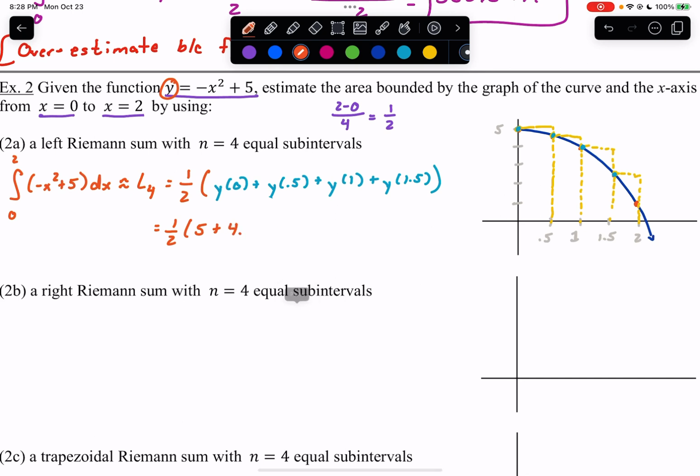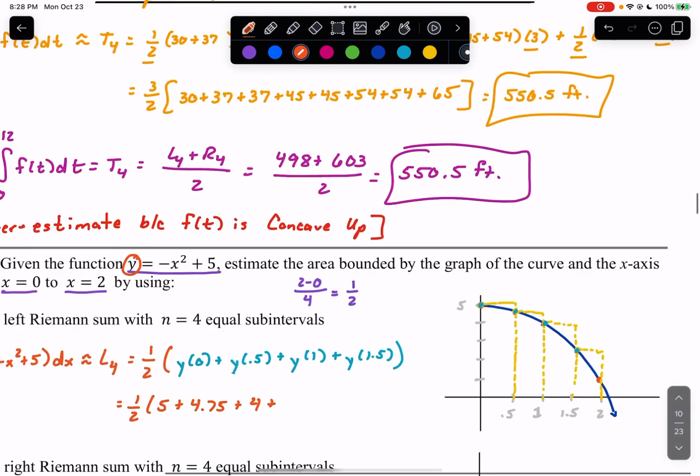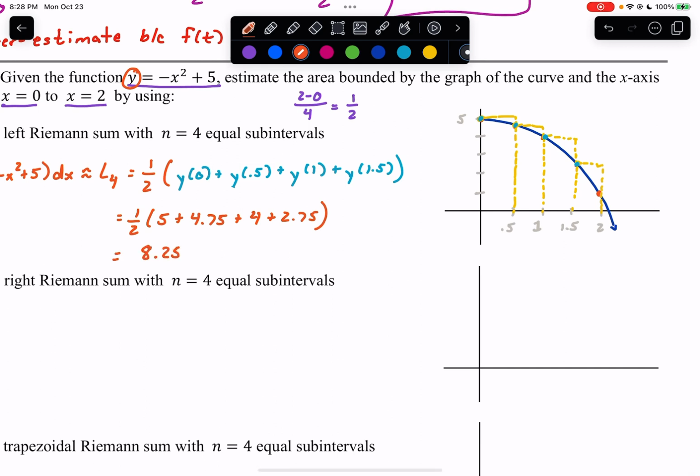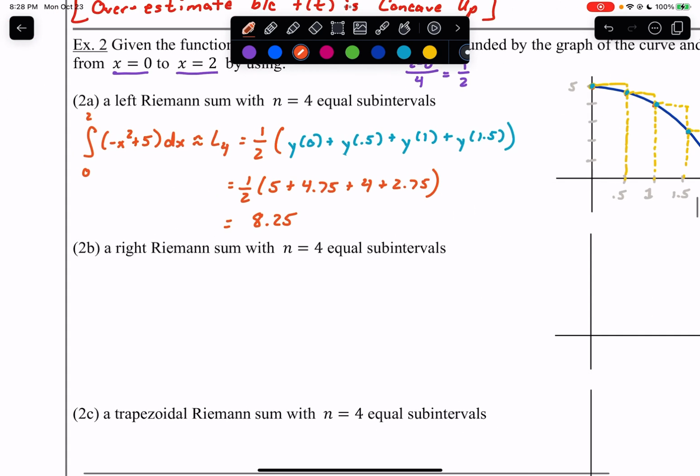So this is going to be 4.75. Y of 1 is pretty easy to get. You get 4. And then again with 1.5 might take you a little bit of effort here. So you get 2.75 as being the height. So don't forget the 1/2 whenever you plug it into your calculator, and you get 8.25. I don't have a measure, right? I don't have a unit here, so I don't know if it's 8.25 feet squared or distance or miles. So I'm just going to leave it as 8.25.